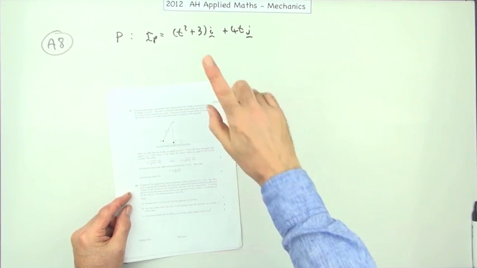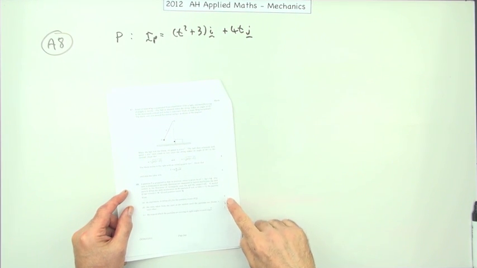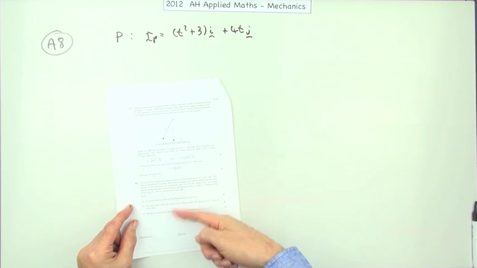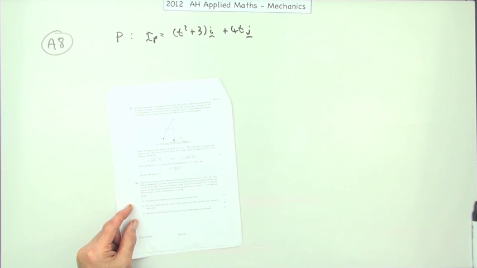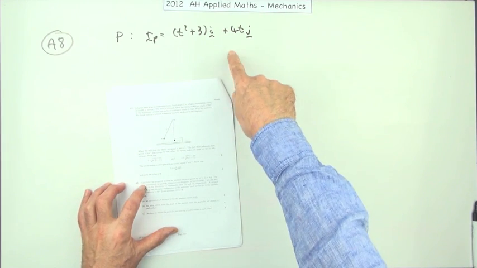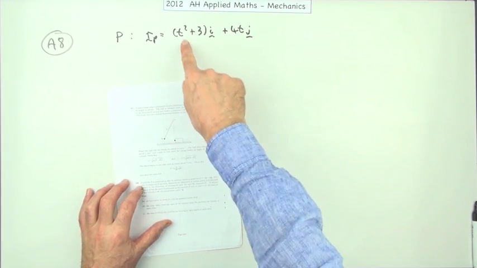Question A8 then from the 2012 Advanced Higher Applied Maths Mechanics. A 10-mark question, the biggest number of marks so far, and it's on vector motion. Now, it's only got 3 marks for this first part, and this first part is going to be so tedious. What it does is this, it says, a particle P is projected so its position vector is given by this.